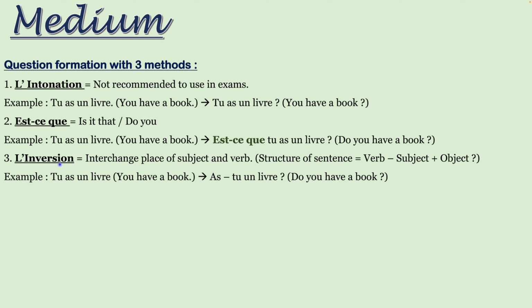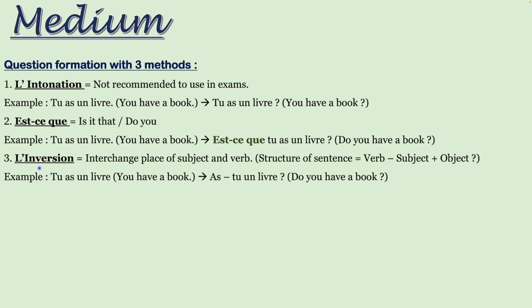The third method is inversion, l'inversion. It refers to interchanging the places of the subject and the verb. You basically switch the places of the subject and the verb using this method. Example, I say I am a girl.